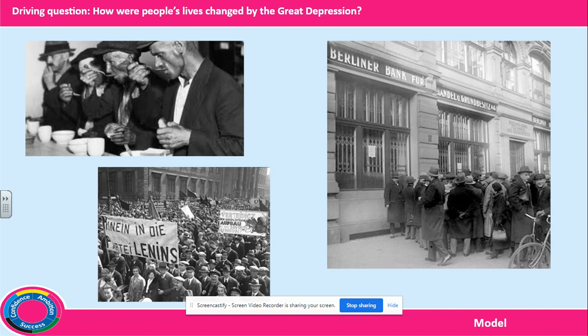To make matters worse, American banks demanded back all the money they had lent to Germany after the First World War. German banks tried to get this money back from German businesses, which couldn't pay, and so went bankrupt. People were living on the streets, hungry and full of resentment.